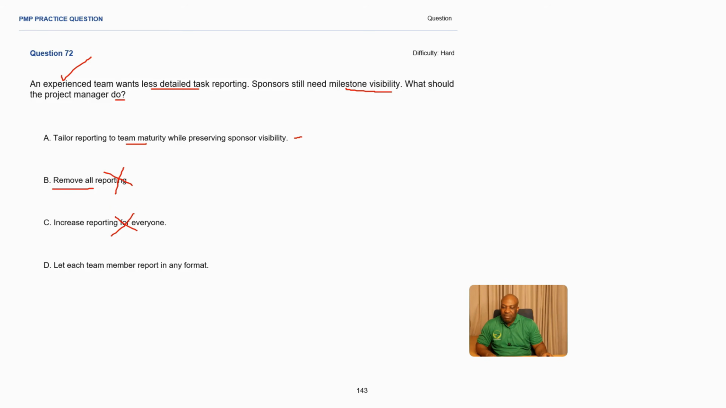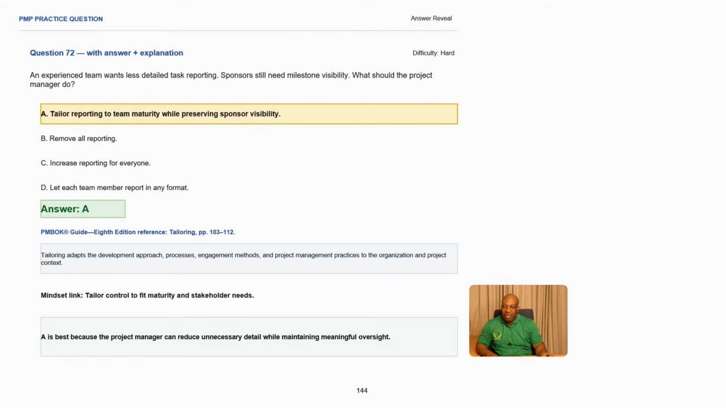Let each team member report in any format. This does not work in a project environment. There must be a tailored format for each and every team that is working on the project, making A the best answer in this particular scenario. So you need to tailor reporting. The sponsor wants to see visibility. This is what the sponsor is asking for.